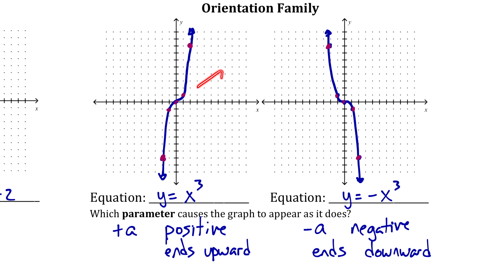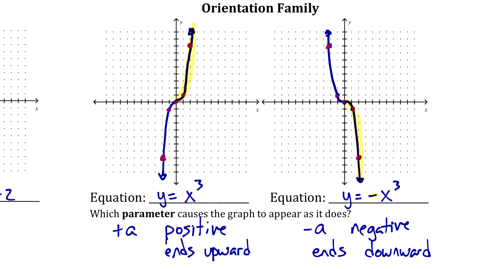So this first one is identical to the parent function. All right, this is y equals x cubed. So that's what we started with. It is positive because of how it ends. So I'm looking at the right side, and I notice that it's going up. When we have a negative orientation, you'll notice it's going down.